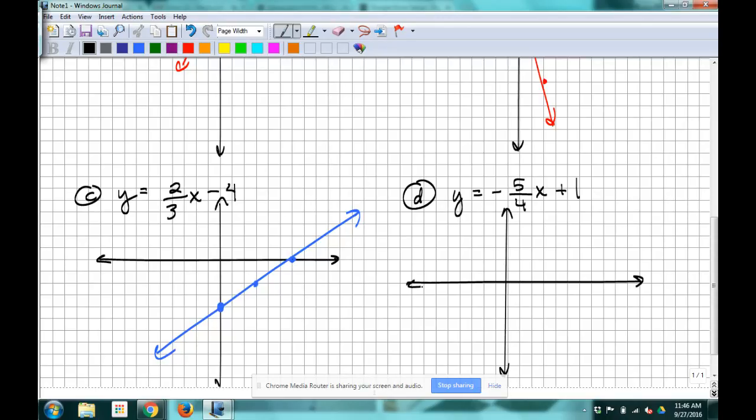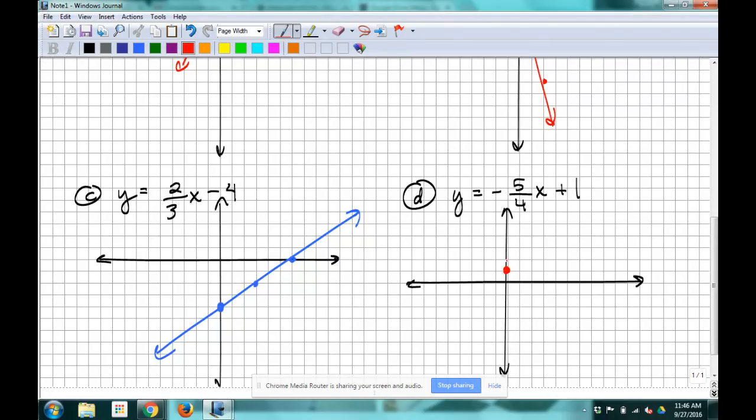Think about that. So what's our y-intercept for D? +1 or -1? +1. So I'm going where? Up 1 on the y-axis. Change colors. Okay, so there's my y-intercept here at +1 on the y-axis.